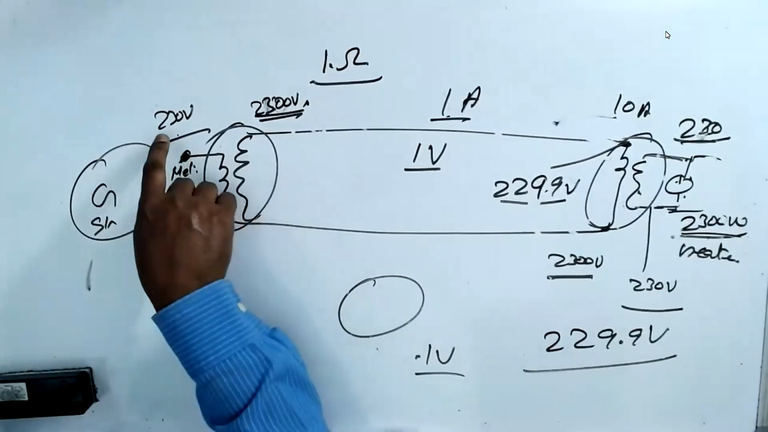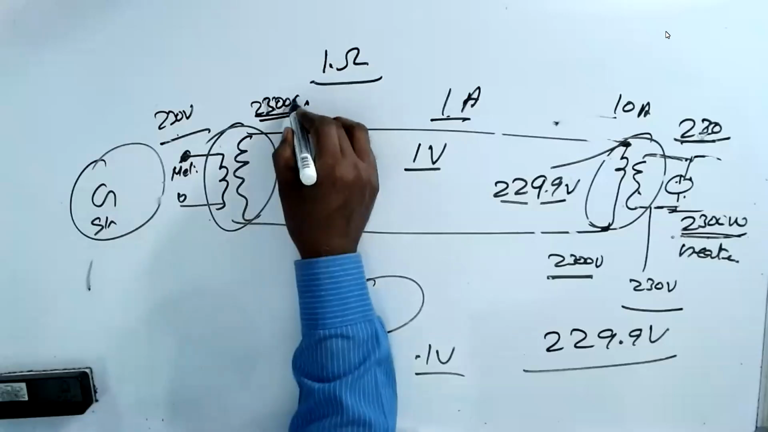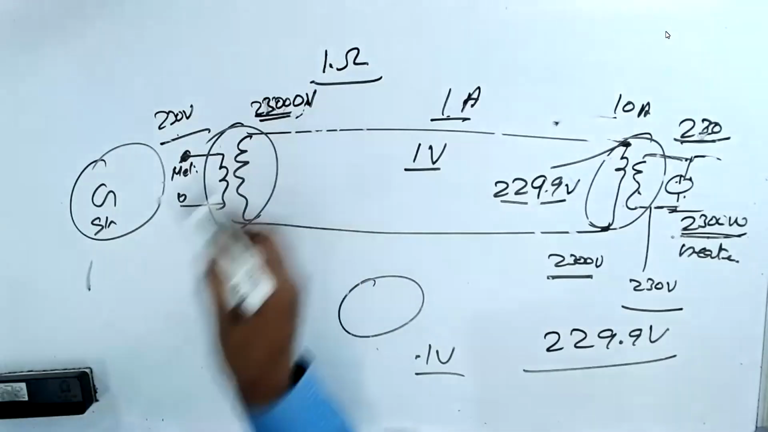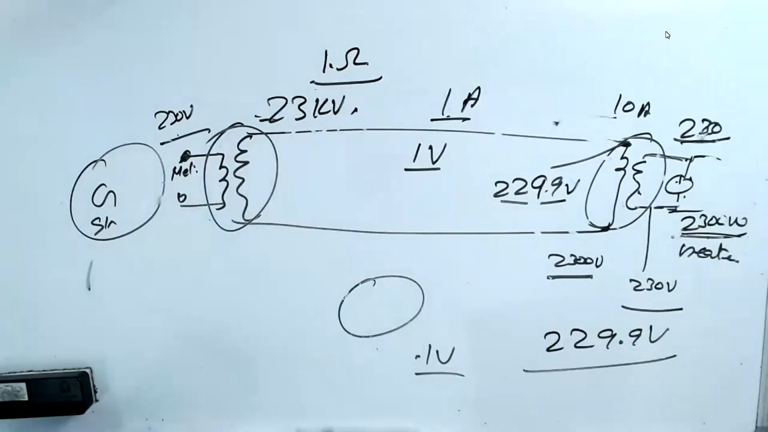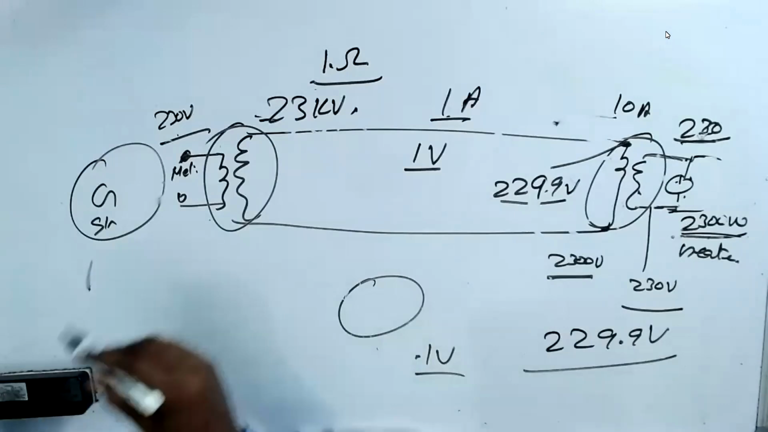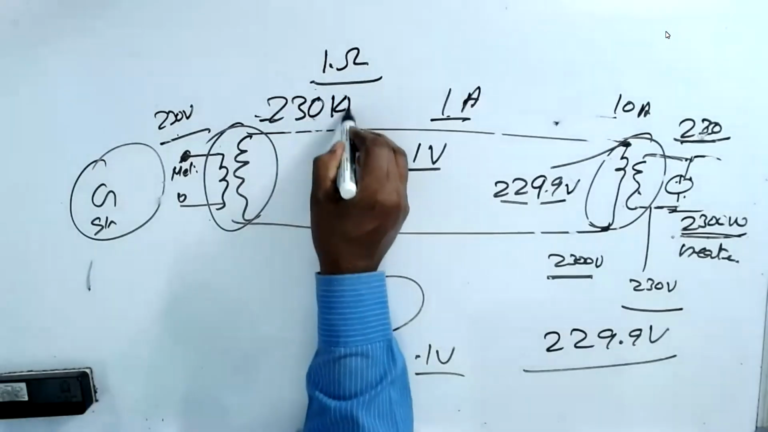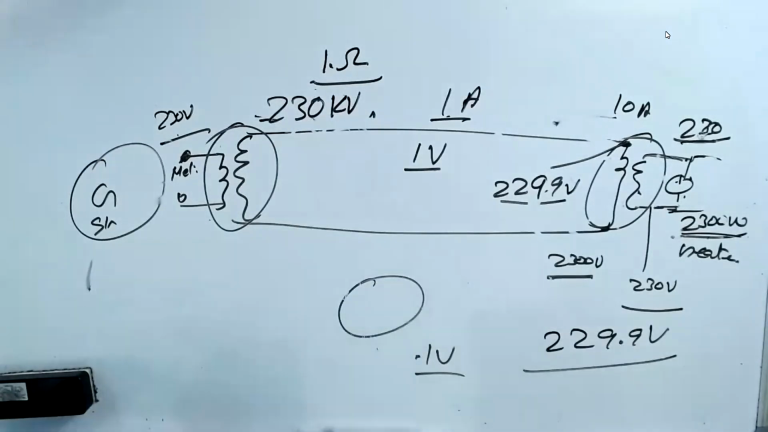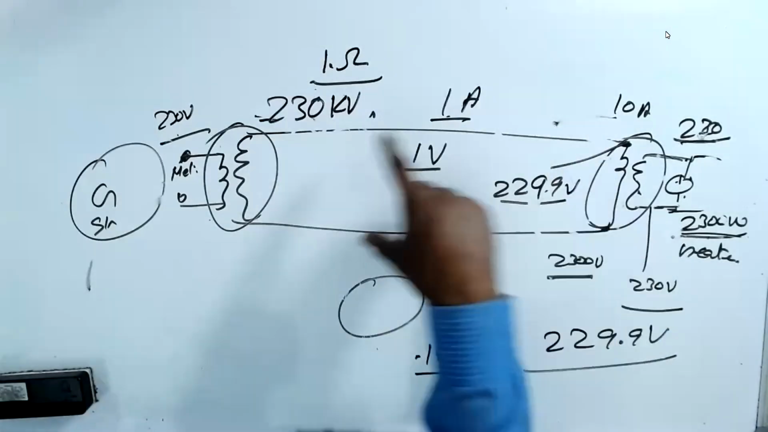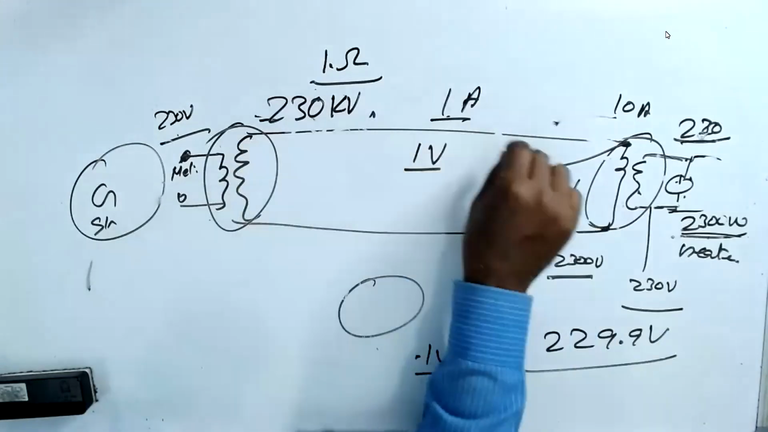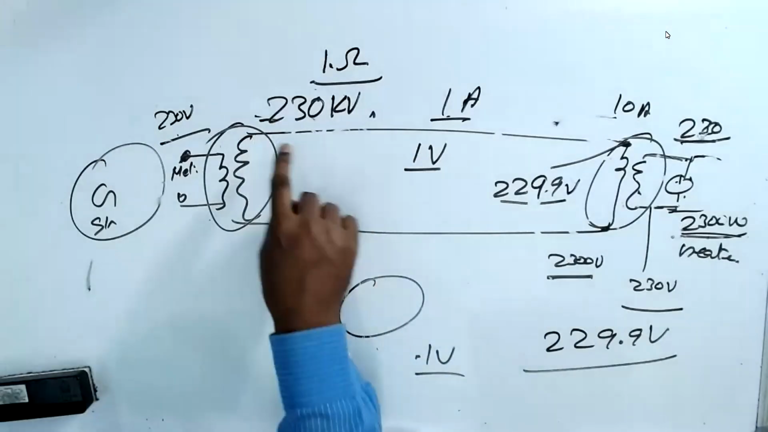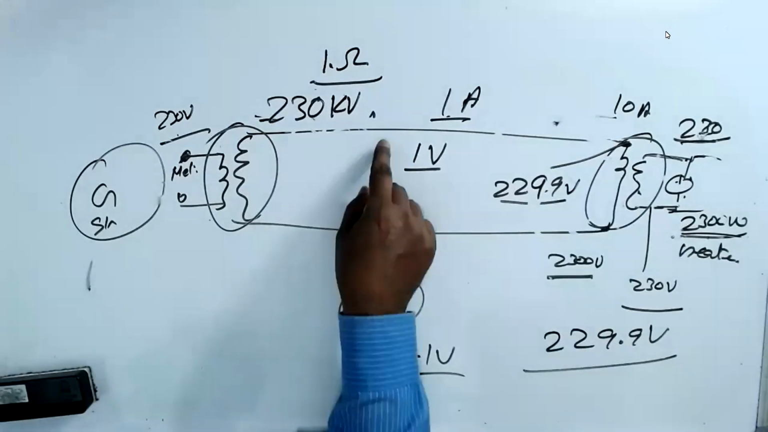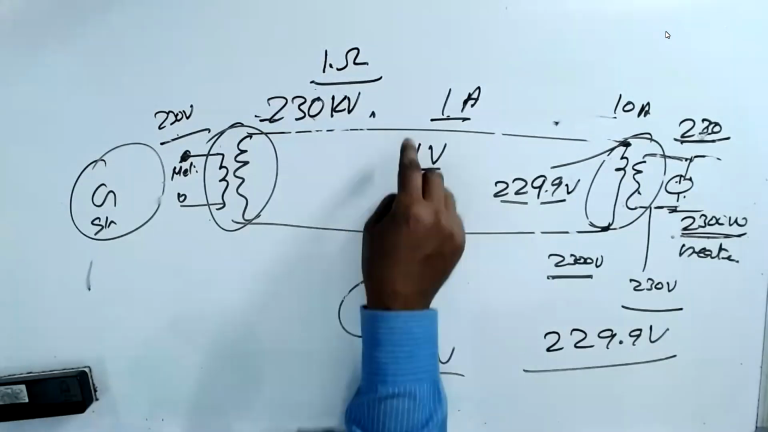Suppose if I increase from 230 volts to 2300 volts, 23,000 volts or 23 kV, then this drop will be still less. If I go to 230 kV, then the drop is still less. So based on the step up, my voltage drop is reduced to very minimal on the wires. By increasing the voltage, I reduce the current. So I can make a smaller cable also.